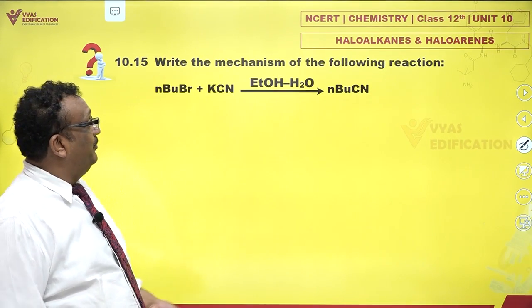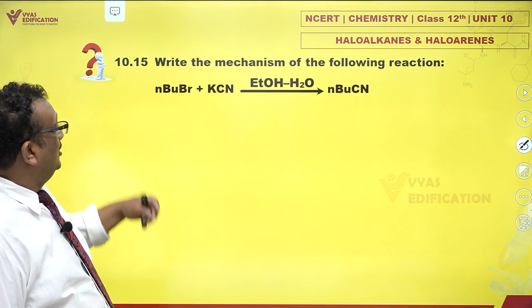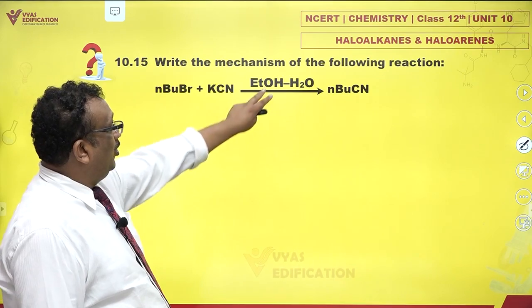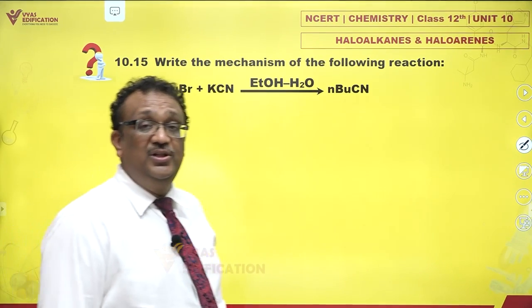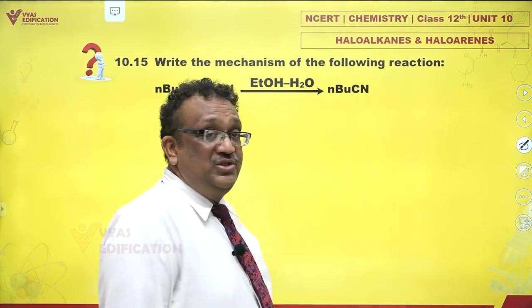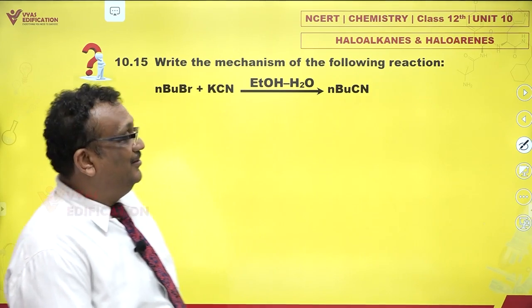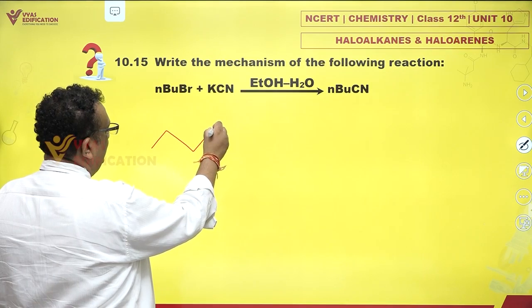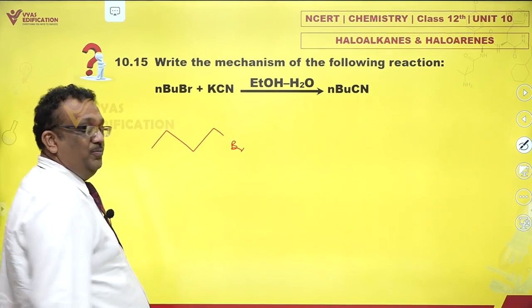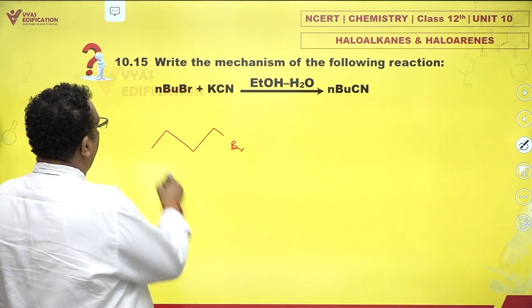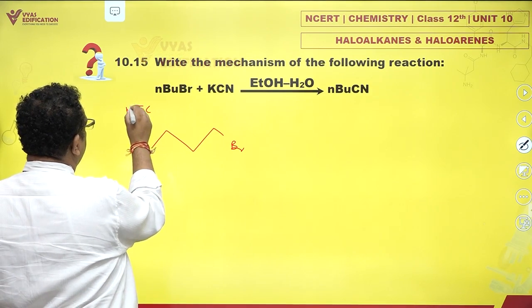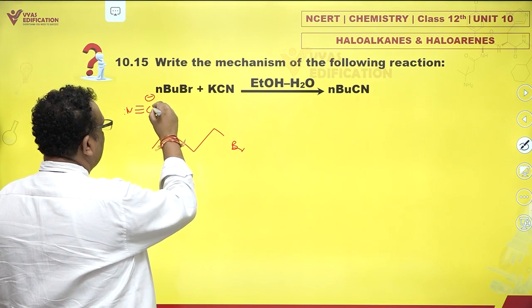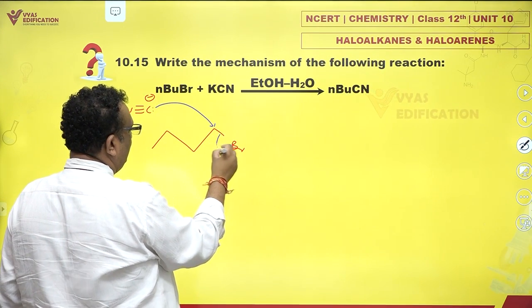Now it says, write the mechanism of the following reaction. You have n-butyl bromide with potassium cyanide. Ethanol water mixture is actually the solvent, and I get cyanobutane as the product. How do we do that? Well, this is n-butyl bromide indeed, and if we are using cyanide, what happens is a backside SN2 attack.